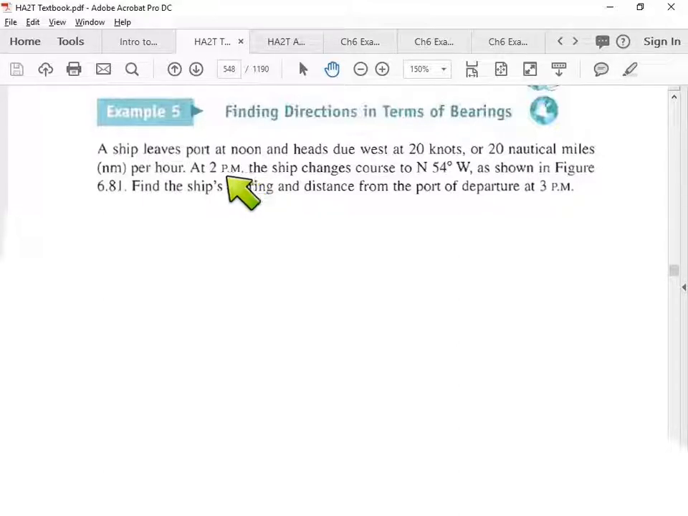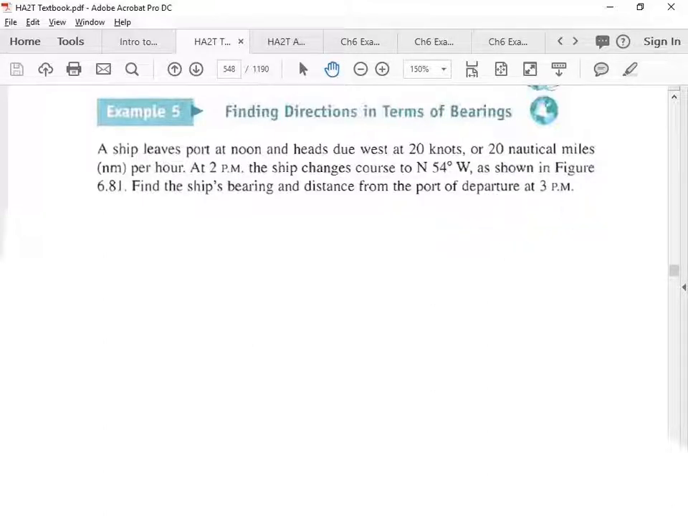Okay, so I'm asking you guys lots of inside questions, like outside questions that you wouldn't think of maybe right away, right when you're reading this, but they do give us a picture to make this easier. At 2 p.m., the ship changes course to north 54 degrees west. Okay? As shown in this figure.